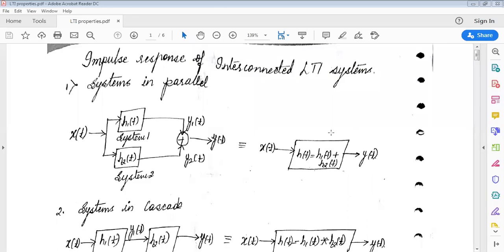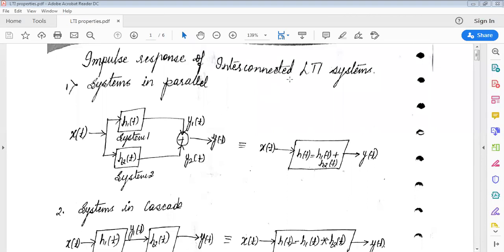So today I'll talk about the interconnection of LTI systems. Last class I told you about the properties of convolution sum, and I said the same thing is valid even for convolution integral. So today let us see how to analyze LTI systems when they are connected in series or parallel. For this, you should know the properties you understood yesterday, the associative property and the distributive property.